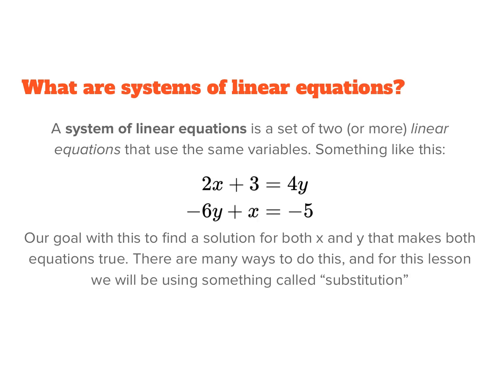So, what are systems of linear equations? The true definition, a system of linear equations, is just a set of two or more linear equations, right? A linear equation being all the variables only have exponents of 1. And it's two or more that use the same set of variables. So again, our example here could look like this. 2x plus 3 equals 4y. Negative 6y plus x equals negative 5. Okay, in both sets of equations, they're using the same variables, except they kind of look different, right?